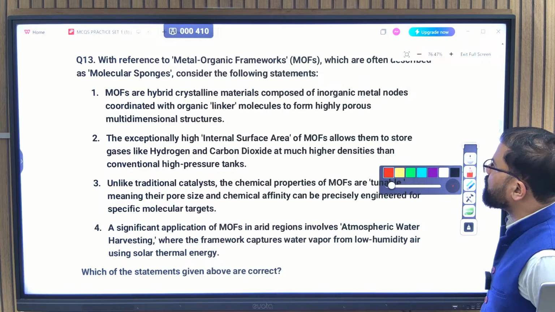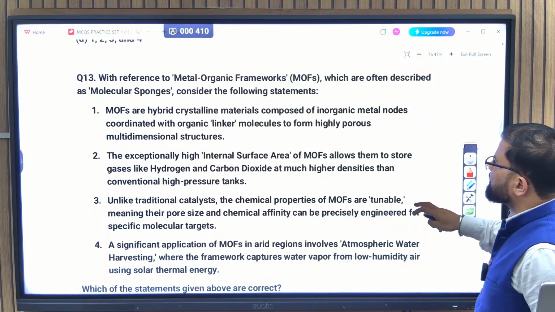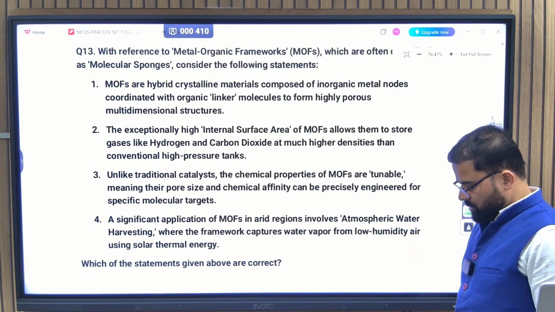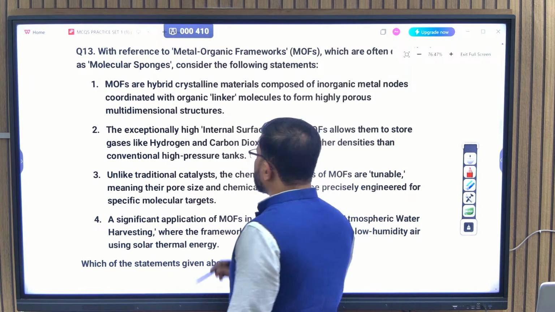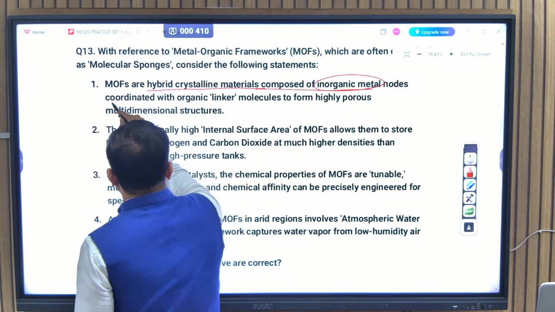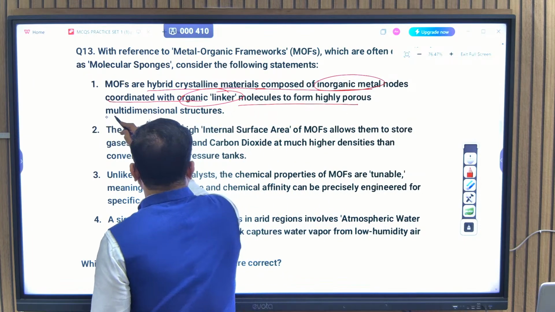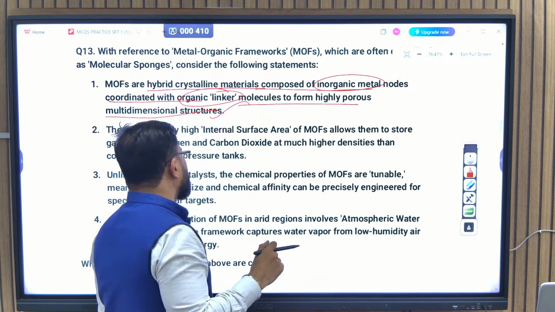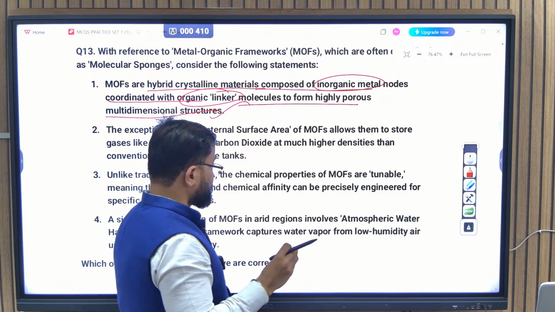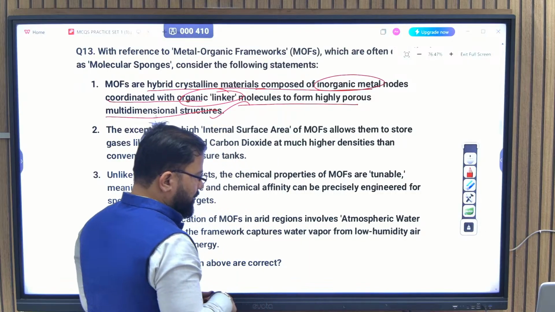With reference to the metal organic framework, which are often described as molecular sponges, consider the following statements. MOFs are hybrid crystalline materials composed of inorganic metal nodes coordinated with organic linker molecules to form a highly porous multidimensional structure. That is true. MOFs are hybrid crystalline materials composed of inorganic metal nodes that are joined with the help of organic ligands.